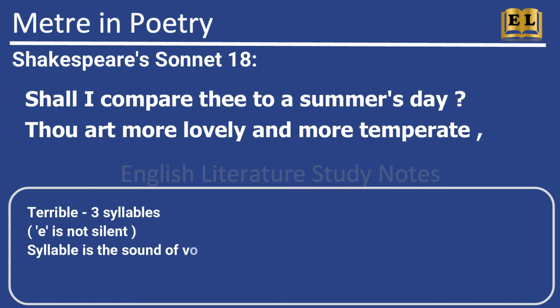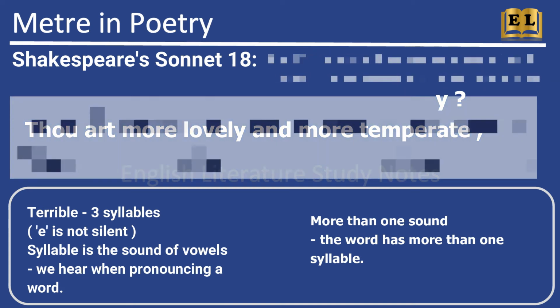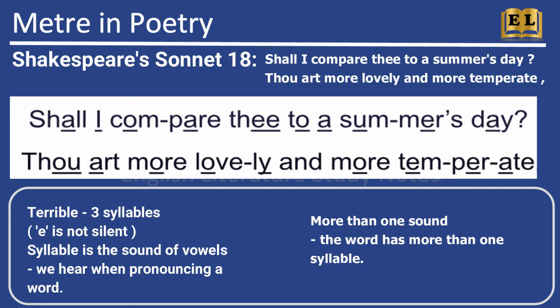So in simple words, syllable is the sound of vowels that we hear when pronouncing a word. More than one sound means the word has more than one syllable. Let's take these lines and break the words into syllables.